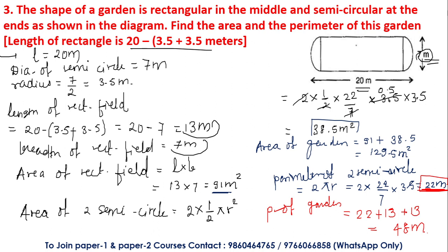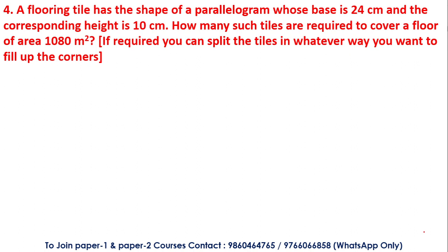Very simple question it was, but lots of formulas have been used over here. That is, the area of the semicircle, perimeter of the semicircle, area of the rectangular field, breadth of the rectangular field, and how it has been found. You have to understand that. Okay, moving on to the next question, students.